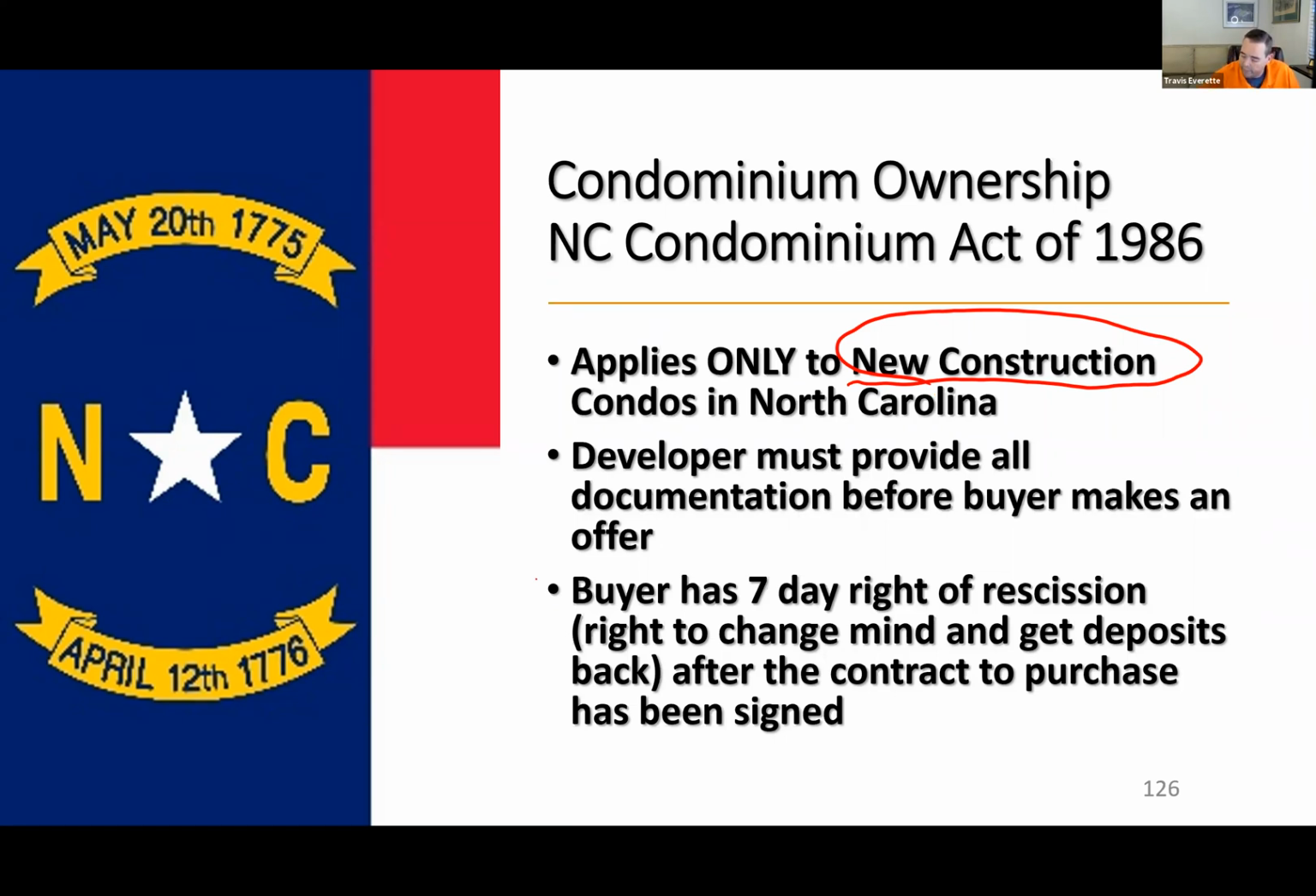And basically, here's the big thing you need to understand. If you sign a contract that promises to buy a condo in North Carolina and it's new construction, it only applies if it's new construction, you get the right to change your mind and get all your money back for a certain period of time by law in North Carolina. What's that period of time? What does it say it is? 7 days. So if you are buying new construction, do you get 7 days to change your mind if you're buying a resale condo? No, only new construction. If you're buying a brand new, never before occupied condominium unit in North Carolina, you get 7 days after you sign the purchase agreement to change your mind, cancel the agreement, get all your money back.